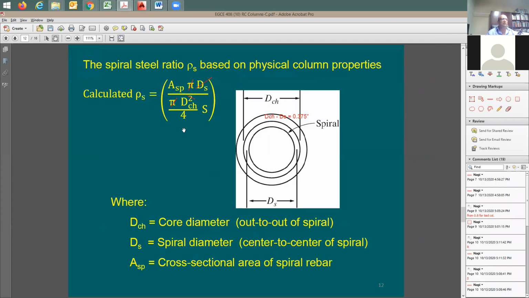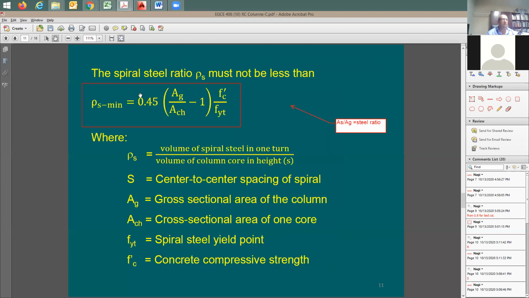How about this equation? What does it give you here? It gives you the provided. So after you provide the amount of reinforcement, you can figure out how much reinforcement ratio you have added here to the column. You would like this rho S, the calculated one, based on the provided amount of spiral reinforcement, to be at least equal to the demand, the required.